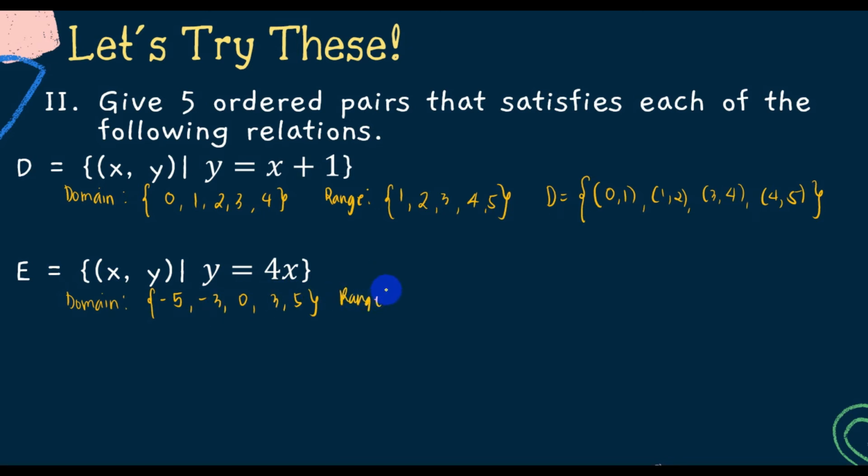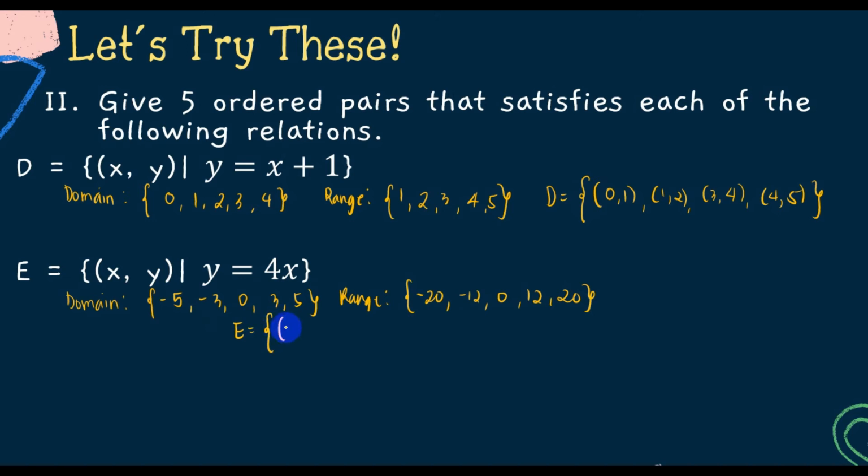Then, for the range, we have to substitute the values of x here on our rule or equation. 4 times negative 5, that's negative 20. 4 times negative 3, that's negative 12. 4 times 0 is 0. 4 times 3 is positive 12. And 4 times 5 is positive 20. So, meron na tayong domain, meron na tayong range. Now, we're going to write our relation.